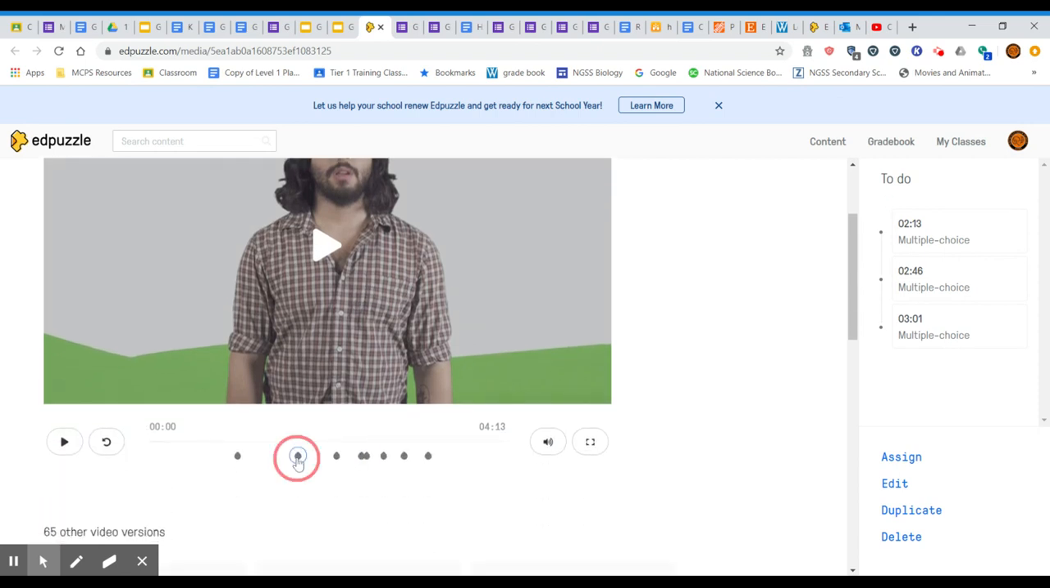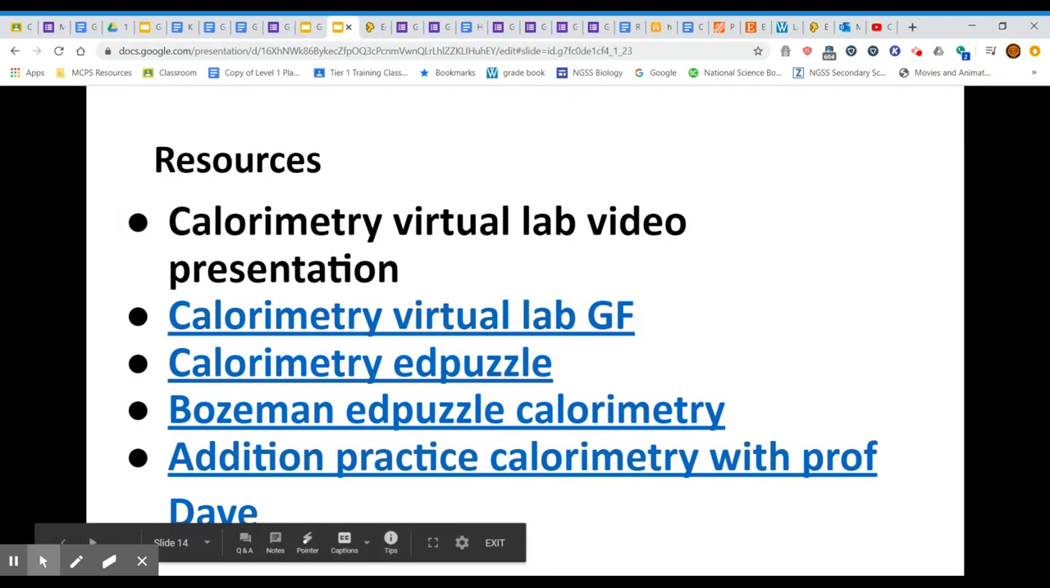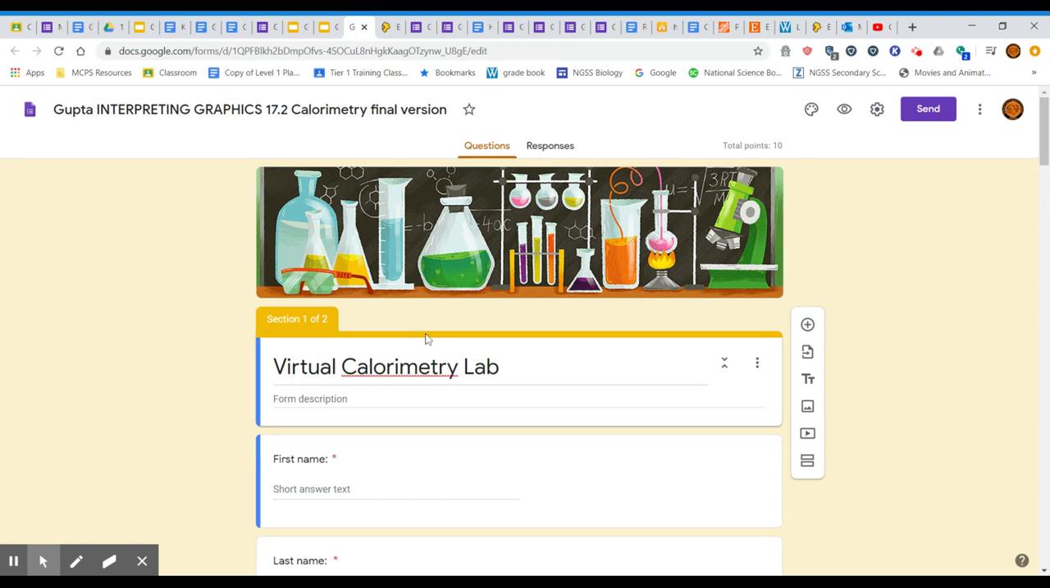You can also follow the different questions and see how many you are getting wrong, and then you can always correct them. This is another Edpuzzle for your resource. Make sure you turn in your virtual lab form, and you can do it as many times as you want before Sunday. This Sunday, that is May 3rd. Whatever grade I get by May 3rd will be your final grade for the assignment.